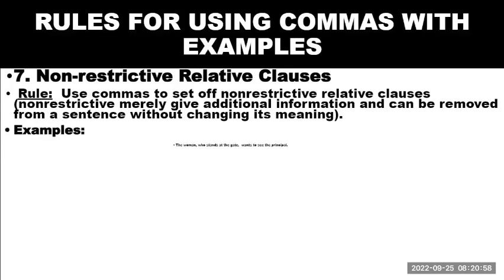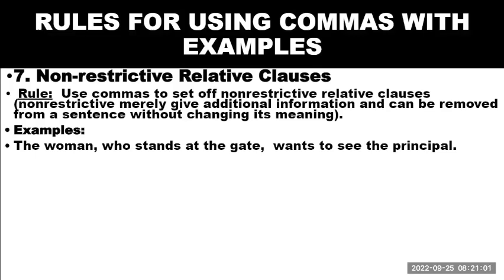For example, the woman who stands at the gate wants to see the principal. Now, the non-restrictive relative clause here is who stands at the gate, and that gives us additional information about the woman. Now, if we remove who stands at the gate, the sentence still retains its meaning. The woman wants to see the principal. By the way, the woman I'm talking about is the one who stands at the gate. So you see, that's what the non-restrictive relative clause does.